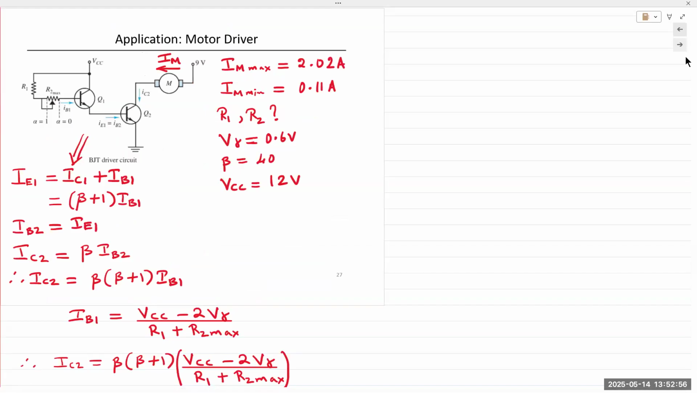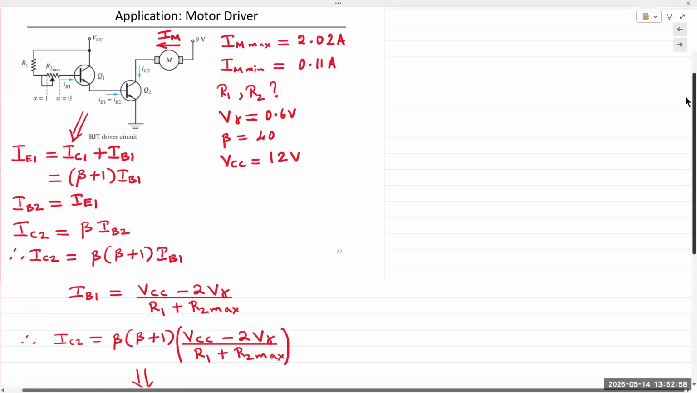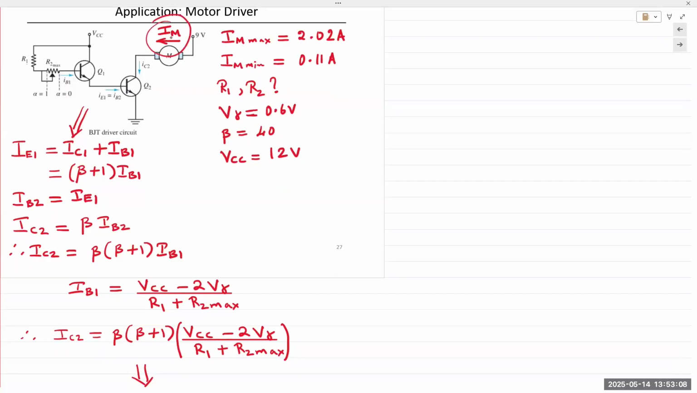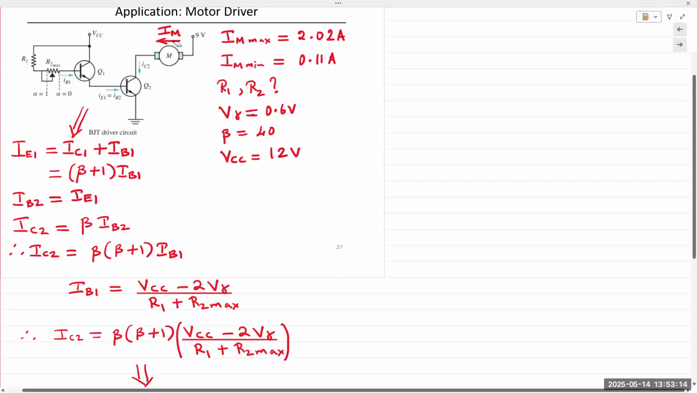All right. Lastly, its application is a motor driver. This is an interesting application. We want a really large current flowing through our motor for our application, right? So we have the motor current IM, which varies from 0.11 amp, meaning 110 milliamps is required to turn it on, and the maximum current is 2000 milliamps, okay? So a really large amount of current. 2 amps is, by the way, a really large amount of current, okay? It dissipates a lot of heat.